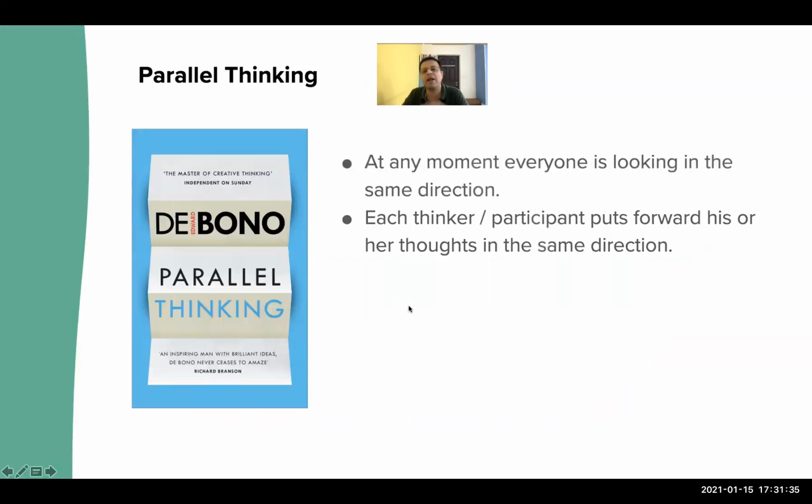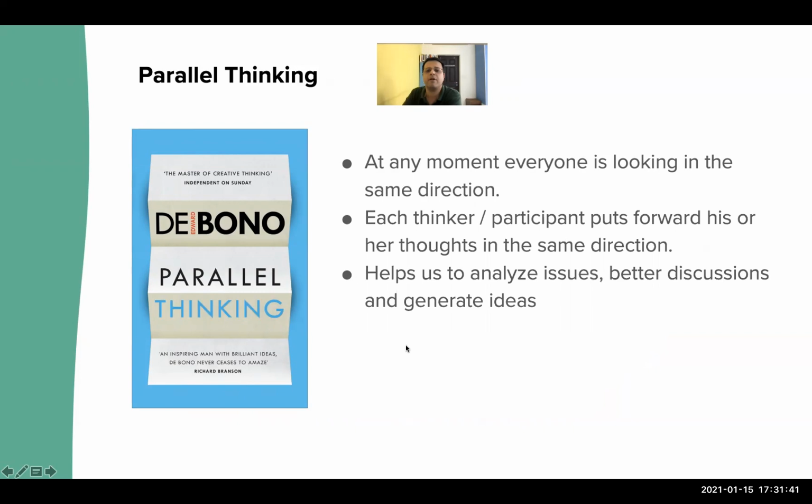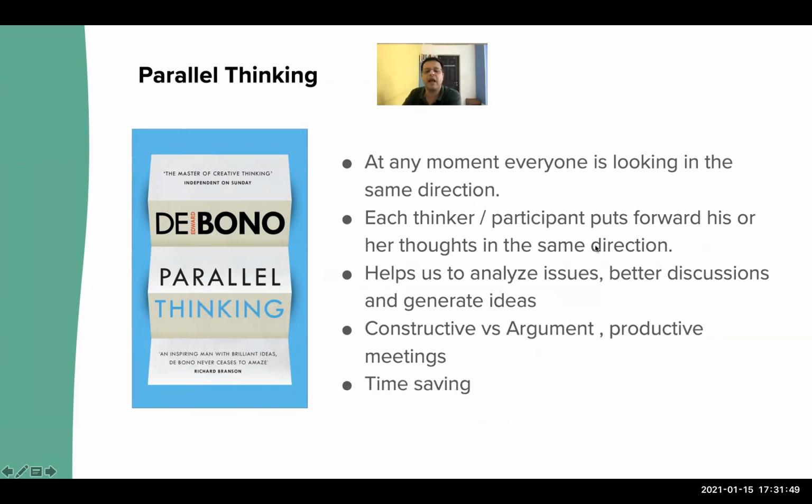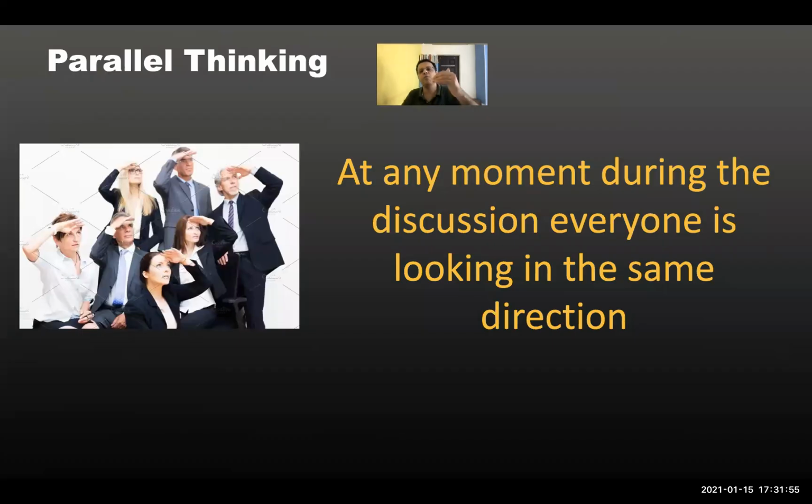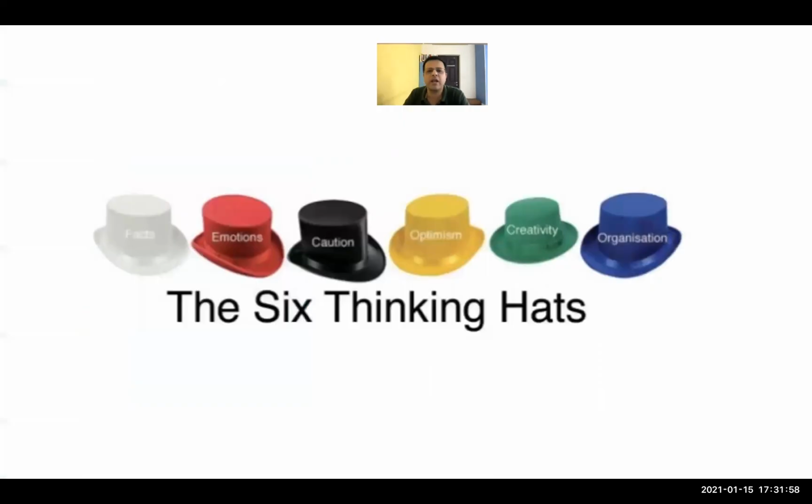At the moment, everyone is looking in the same direction. Each thinker or participant puts forward his or her thought in the same direction, which helps us analyze issues, have better discussions, and generate ideas. Constructive versus argumentative, productive meetings can happen, and it is also time saving. And most importantly, it removes the ego and much more. At any moment during the discussion, everyone is looking in the same direction. Now, let us look at these six hats. Normally, each individual wears one or two hats prominently.